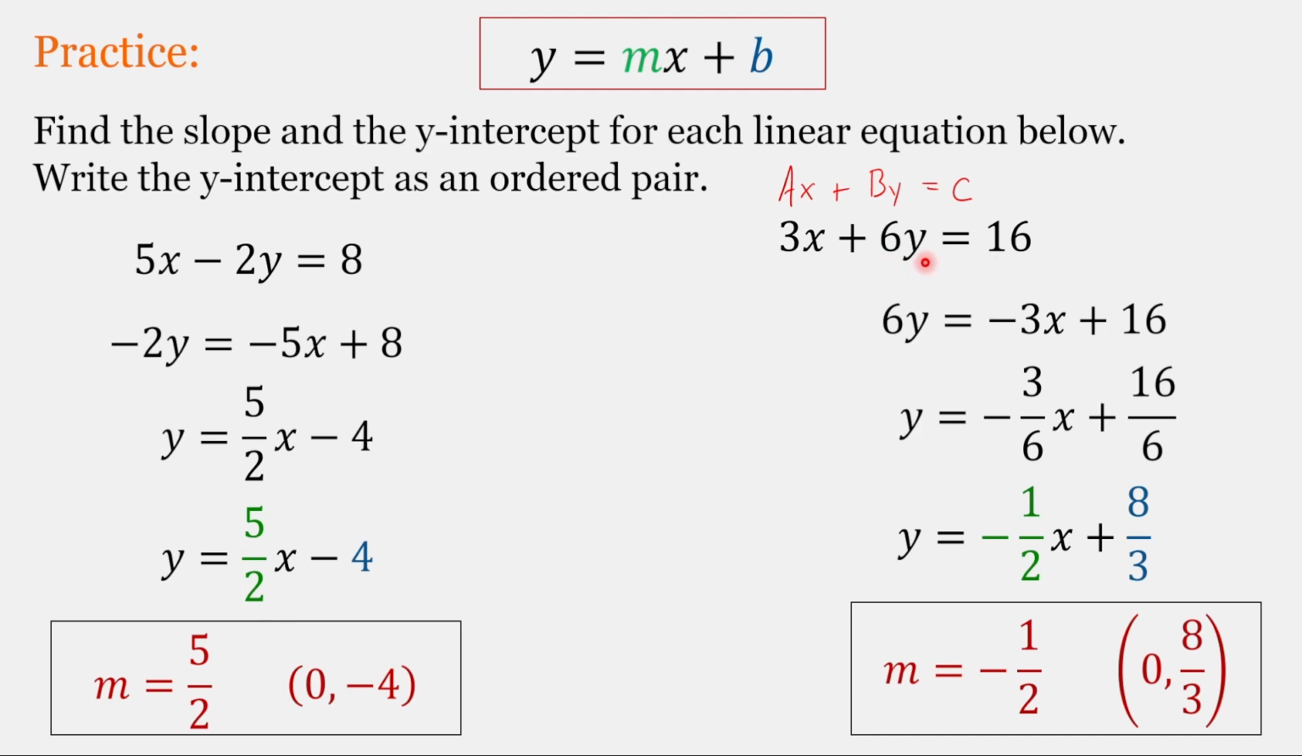And then with this last problem, we have 3x plus 6y equal to 16. This becomes y equal to negative 1/2 x plus 8/3. So our slope is negative 1/2. And the y-intercept is 8/3.